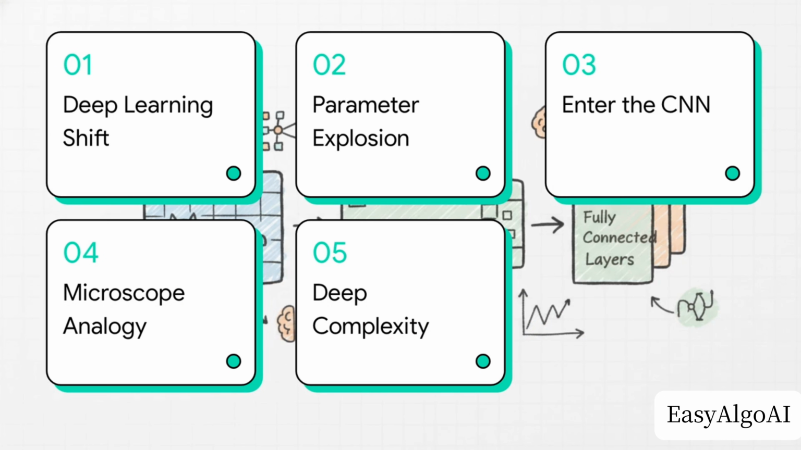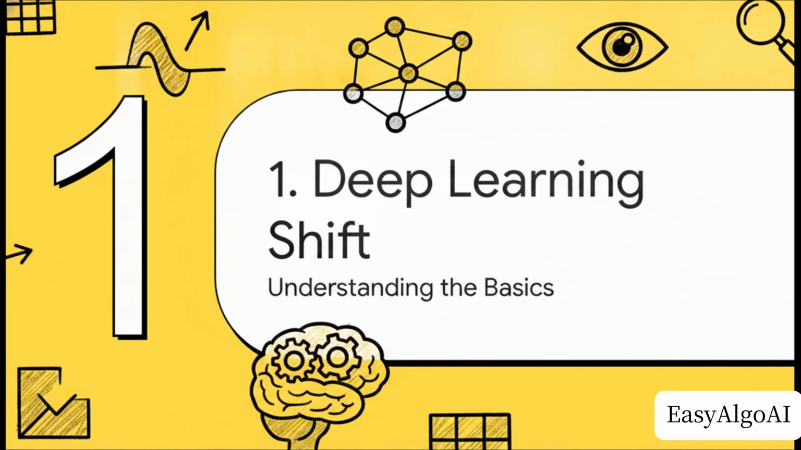Here's our game plan for today. We're going to cover the shift to deep learning, tackle this massive issue called the parameter explosion, introduce the CNN, walk through a really helpful microscope analogy, and wrap up with how layers and volumes create deep complexity. Let's get to it. Section 1.